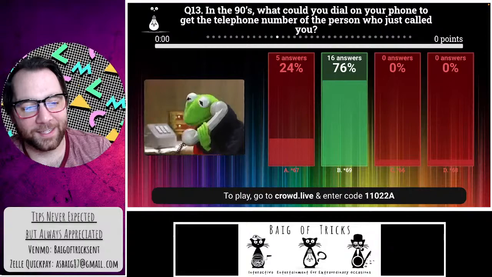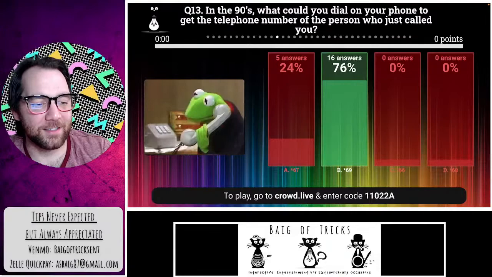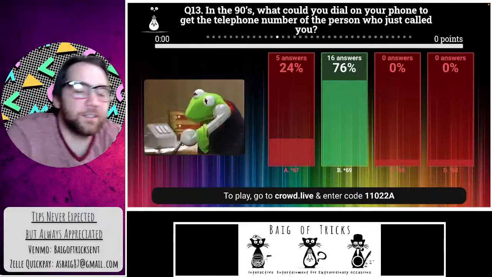*69. *67 would block your name from showing up. But *69 would tell the individual who called. Good job. Question number 14.